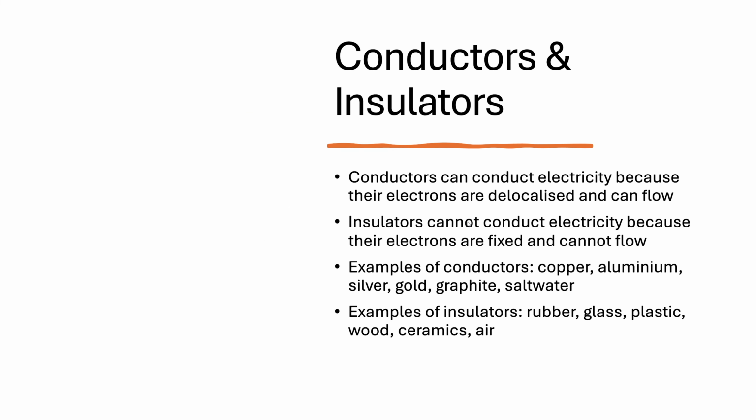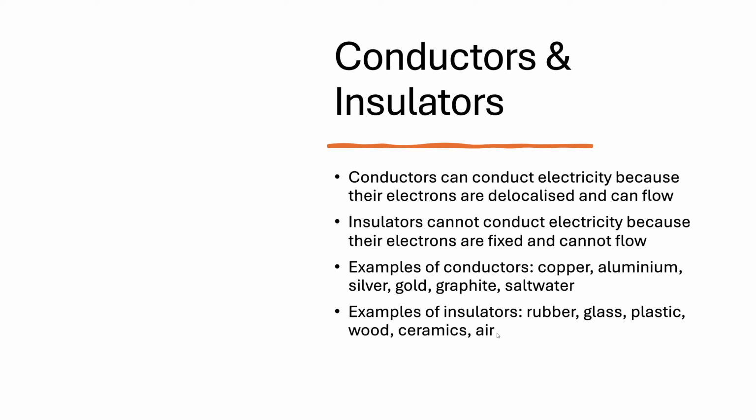Then we move on to conductors and insulators. So the difference between these is that conductors conduct electricity because their electrons are delocalized and can flow. So this is more of a chemistry sort of concept, but it's also really important in physics. And then an insulator is one where the electrons are fixed and therefore electricity can't flow through and it doesn't conduct it. Examples of each: conductors tend to be metals. So you've got copper, aluminum, silver, gold. Graphite, if you're into chemistry, then that's quite an important one. Salt water as well. And then insulators, you've got stuff like rubber, glass, plastic, wood, ceramics, air.